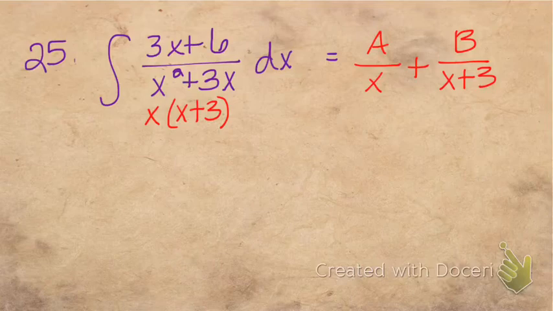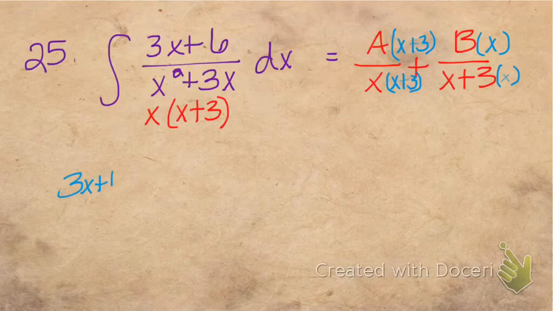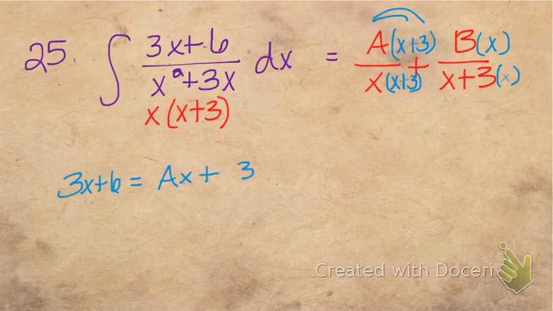So then you get a common denominator. This has got to have x plus 3. This has got to have x plus 3. This has to have an x, this has to have an x. All the tops are now equal, so 3x plus 6 equals ax. Now I'm going to go ahead and multiply it, a times x, a times 3.